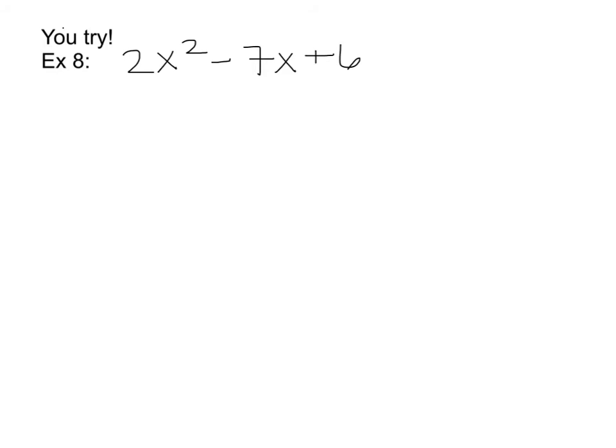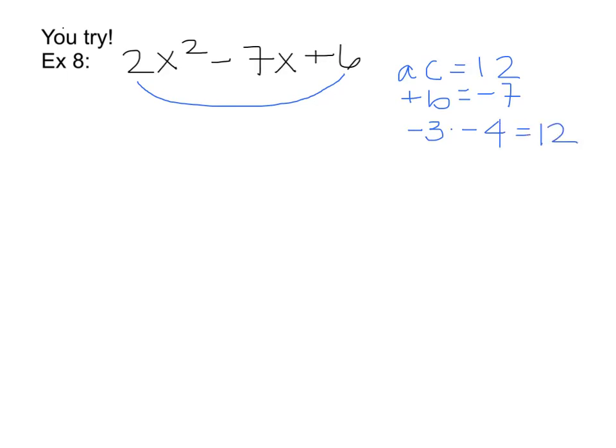Press pause and factor 2x squared minus 7x plus 6. Since a is not 1 or negative 1, I have to multiply a times c. So 2 times 6 gives me 12. And then it needs to add to b, so -7. So I'm looking for numbers that multiply to 12, but add to -7. In this scenario, it's going to be -3 times -4 gives me +12. And then -3 plus -4 gives me -7.